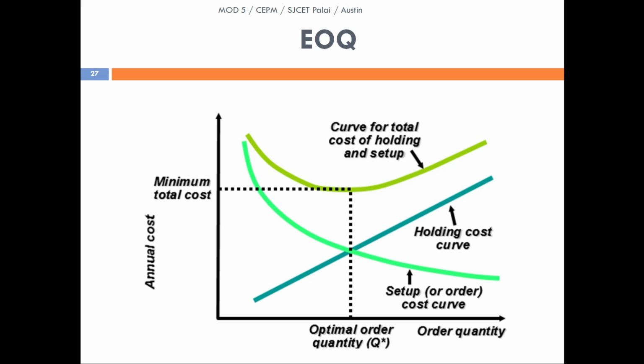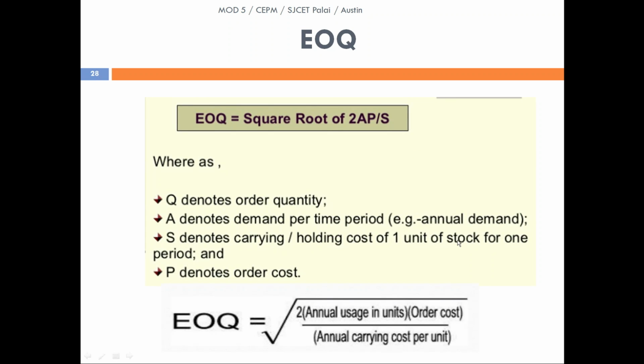It is nothing but setup cost is also known as the ordering cost. It is just having different names. So setup cost is nothing but the ordering cost, and holding cost is nothing but the carrying cost.